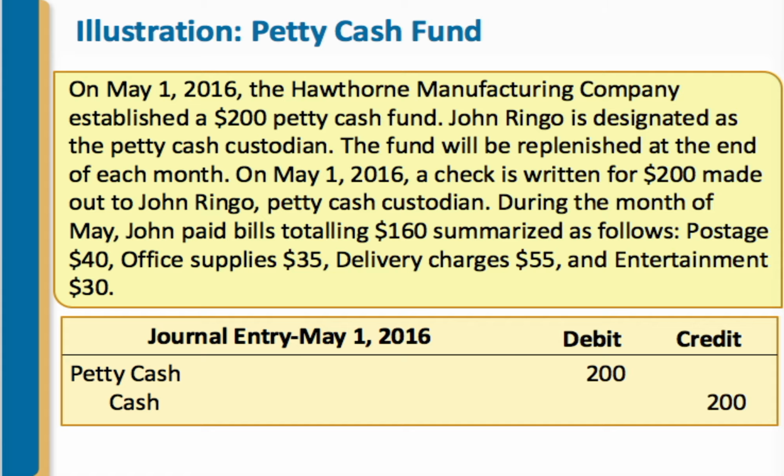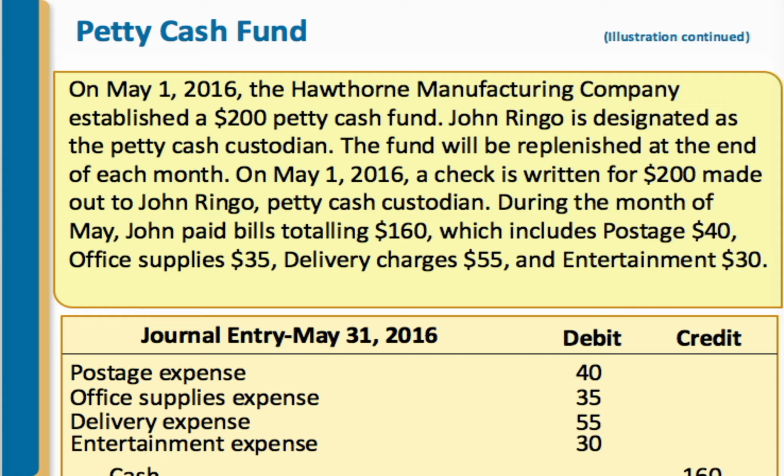A petty cash fund is established by writing a check to the custodian of the petty cash. No entries are recorded at the time the actual expenditures are made from the fund. The expenditures are recorded when reimbursement is requested at the end of the month.